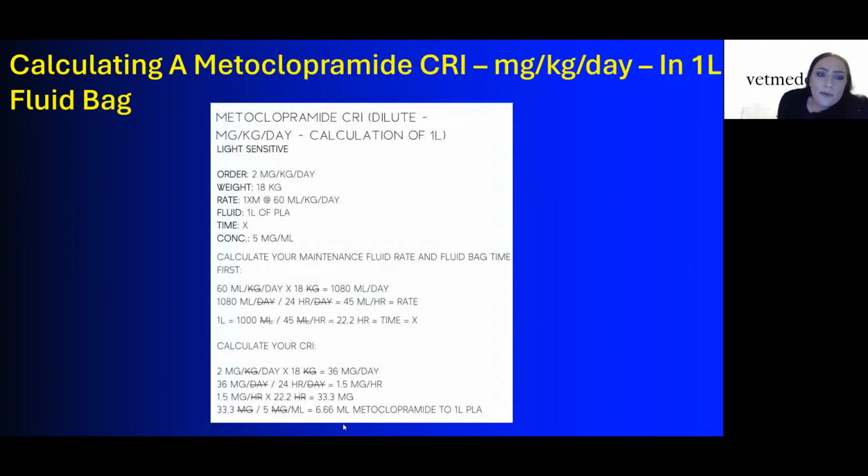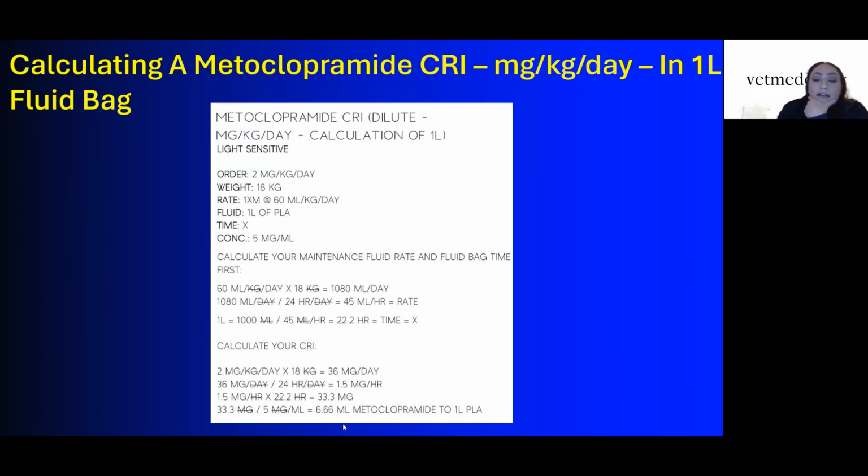So for metoclopramide CRIs, mgs per kg per day in 1 liter fluid bag, we want to indicate that it's also light sensitive. The order is 2 mgs per kg per day, and the weight is 18 kilograms. The rate is going to be run at 1 times maintenance at 60 mils per kg per day. Fluid is 1 liter of plasmolite. Time is unknown. Concentration is 5 mg per mil of metoclopramide.